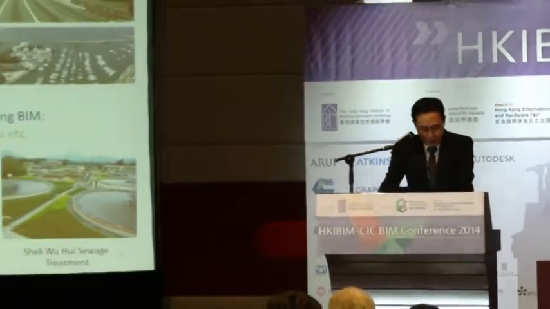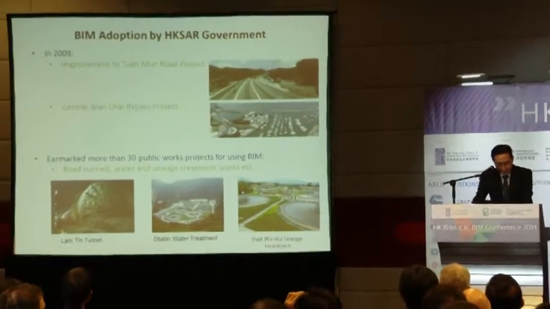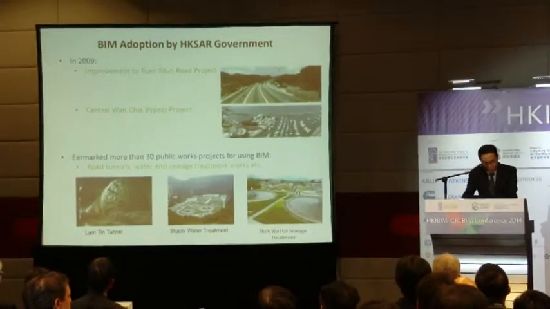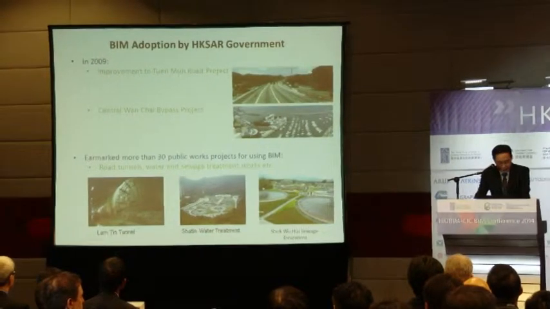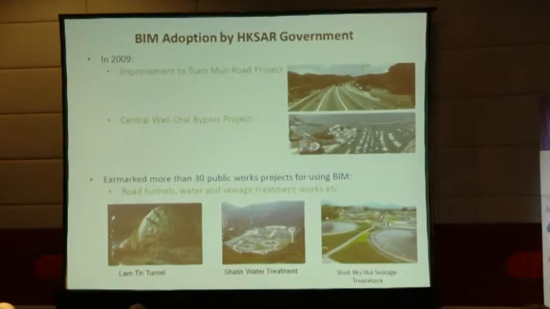BIM is being used for optimization of sunlight utilization and ventilation for green building design. So the Hong Kong SAR government has adopted BIM in public works projects as early as 2009. Highways Department has pioneered the application of BIM in the Tuen Mun Road improvement project, and later in the Central Wan Chai Bypass project. Certainly, it's a very primitive version of BIM.